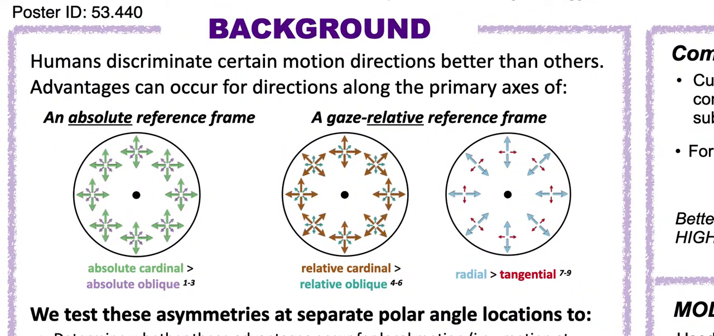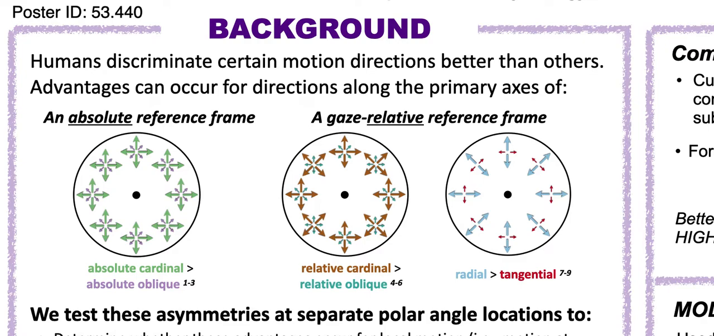Humans discriminate certain motion directions better than others, and these motion perceptual asymmetries might result from more frequent exposure to specific directions in natural settings. Here we include schematics that represent 3 known direction asymmetries for motion, where the larger arrows indicate better performance.